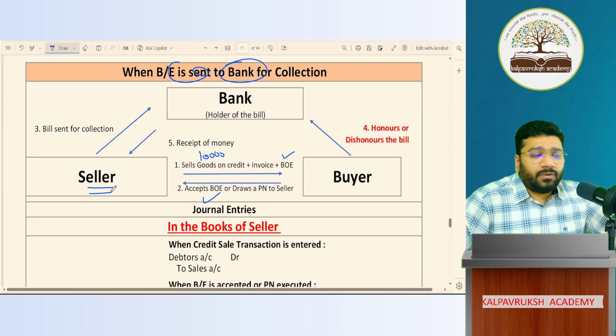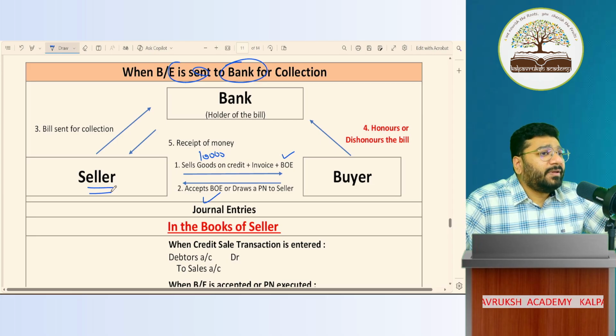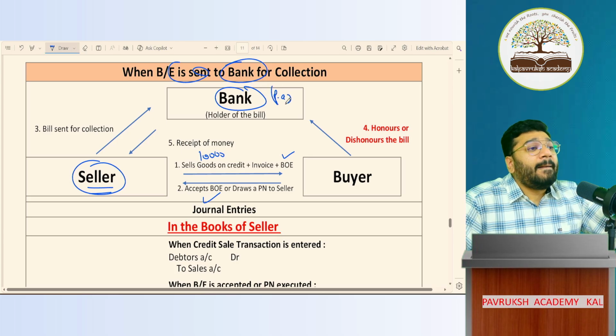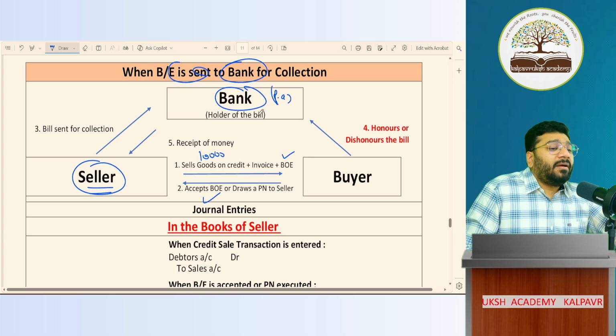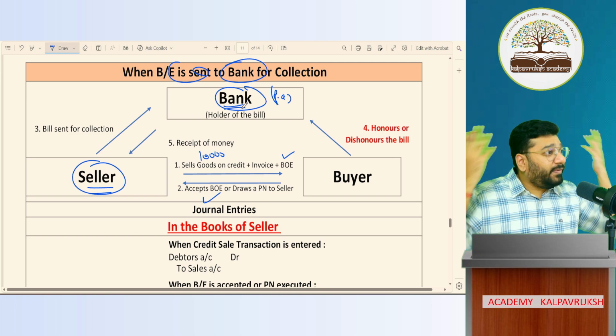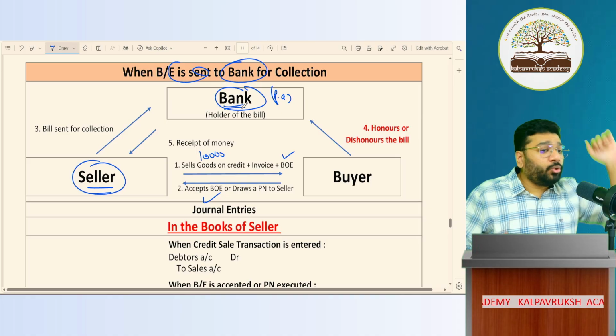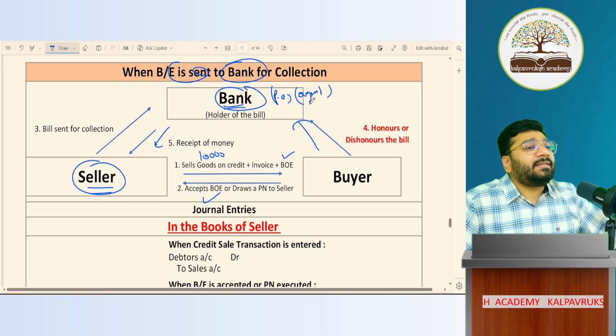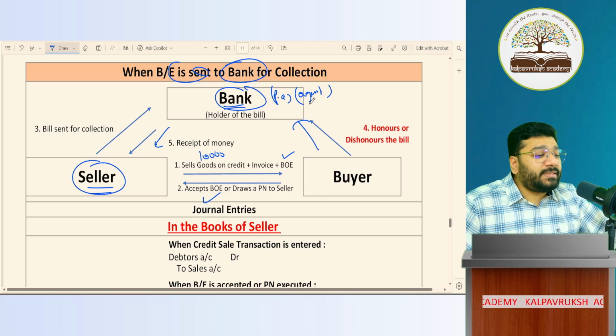The seller is a Gajini fellow. Why Gajini fellow? He forgets to present the bill on due date or maturity date. Like this, in the past, multiple times he has done. So he has appointed one PA. PA stands for personal assistant, called the bank. I'm a Gajini fellow, I'll forget. On the maturity date, what you do is present the bill, collect the money from him and give it to me. Got it, not got it? So bank is nothing but a paid agent of the seller.